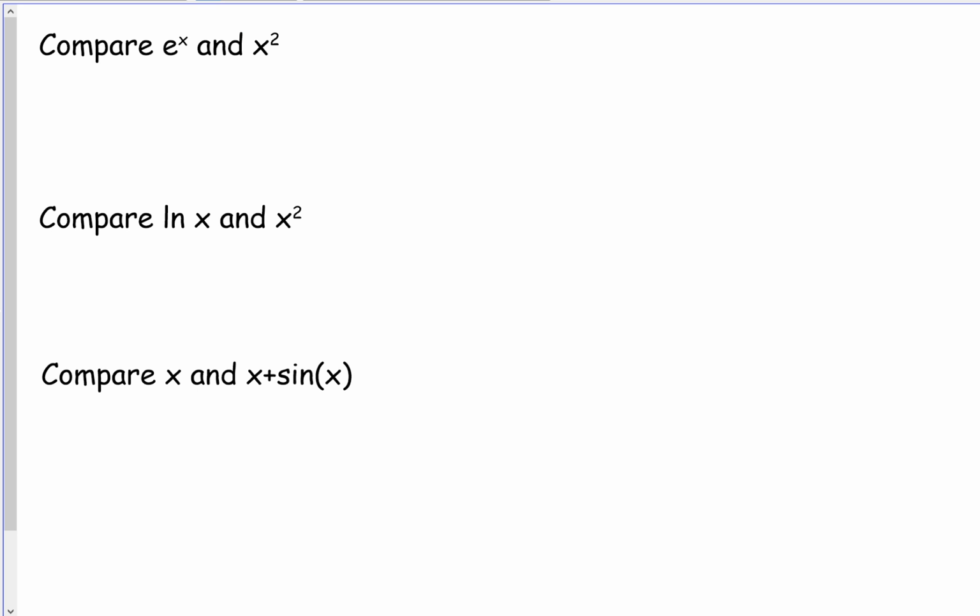If I'm looking at e to the x and x squared and I want to compare these, I can do the limit as x goes to infinity. It doesn't really matter which one goes on top. Usually the one I think is growing faster, I stick on the bottom, because I like it when my limit is equal to 0 or something finite. I don't like dealing with it going off to infinity, but it doesn't matter. So I'm going to say x squared over e to the x, and these both go to infinity.